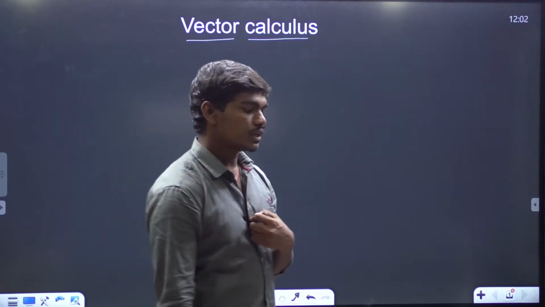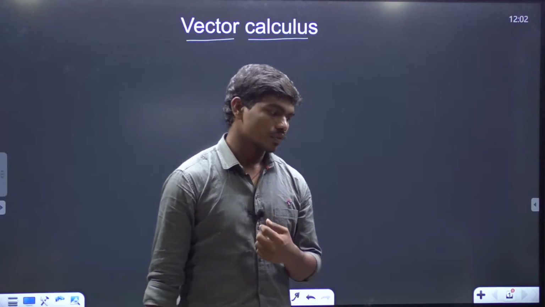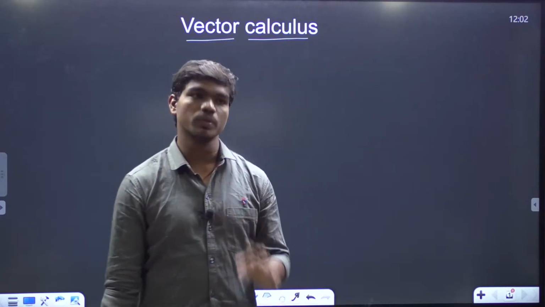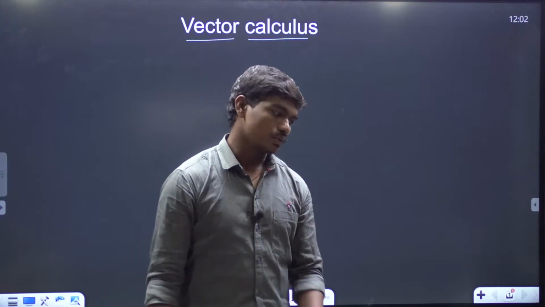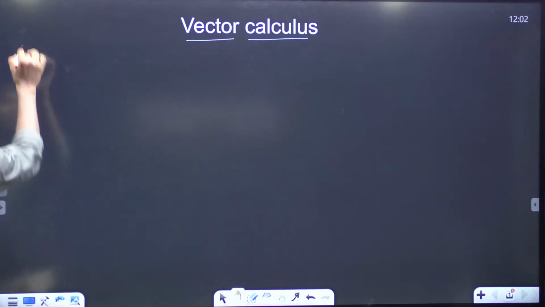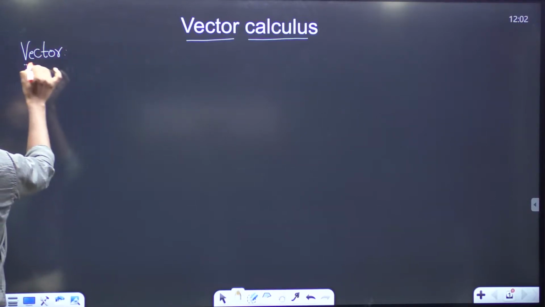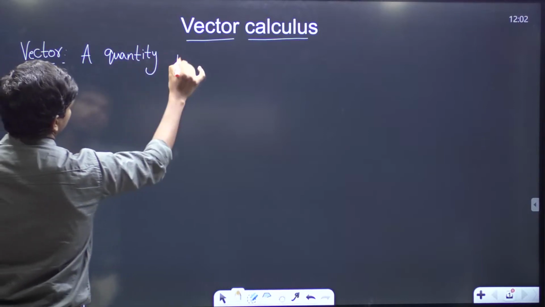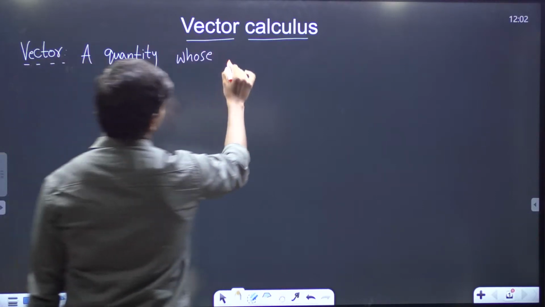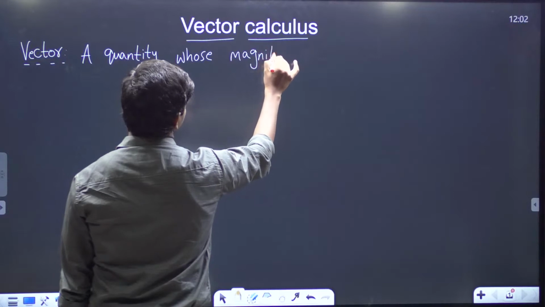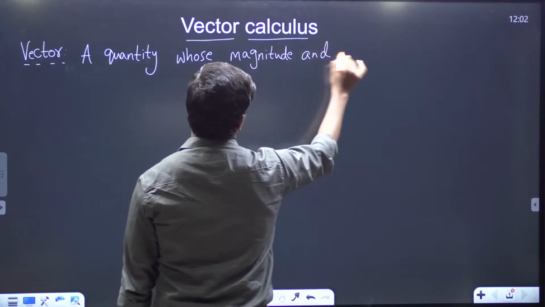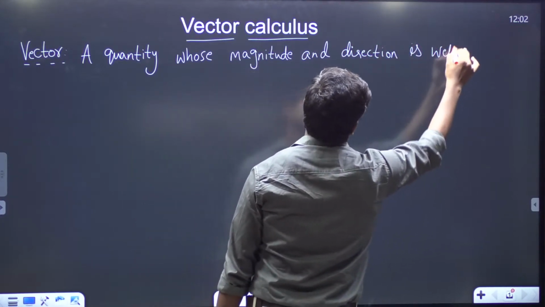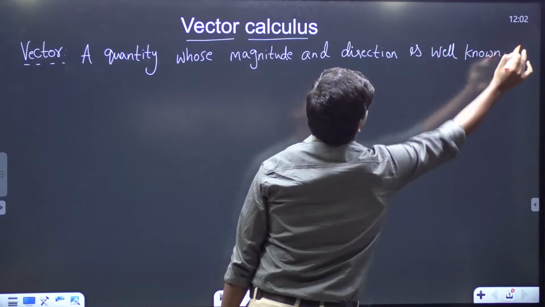Okay. Magnitude and direction. It tells the magnitude and direction of a quantity which has both magnitude and direction. Along with magnitude and direction, it should also obey one thing, which is called the triangle law of vectors. So vector: a quantity whose magnitude and direction is well known. In general, a physical quantity.